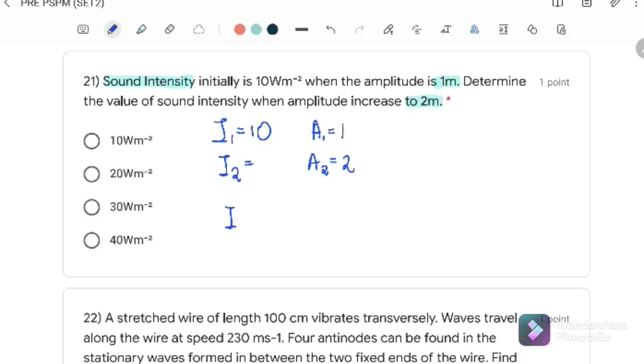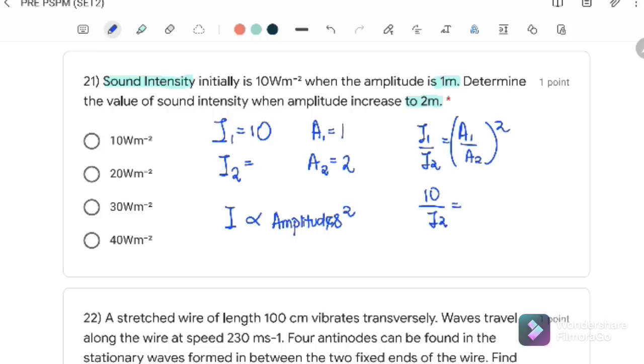We know that intensity is directly proportional to the amplitude squared. So we can use the ratio I1 over I2 equals A1 over A2 squared. Initially I1 is 10, I2 we don't know. Amplitude 1 is 1 meter, amplitude 2 is 2. So remember to square.